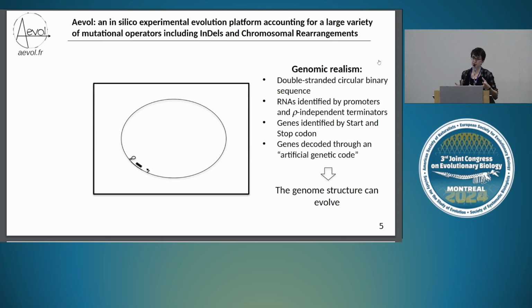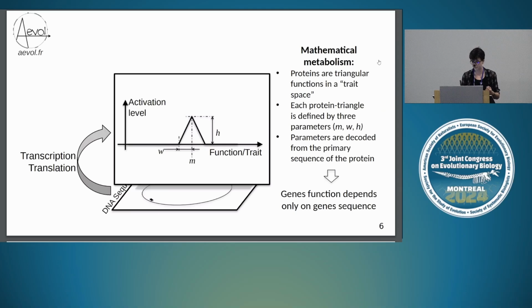So the key point of Evol is that we have genomic realism. It's bacteria inspired. We have a double-stranded circular binary sequence. And on the sequence, we can identify consensus sequences which define promoters and terminators. And so we have RNAs. And on these RNAs, we can find proteins with start and stop codons. And then we have an artificial genetic code to make sense of that protein sequence.